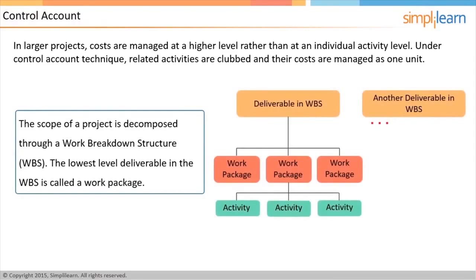While estimating the project time, WBS is created to break down the project into smaller deliverables. These deliverables are broken down into work packages, and these work packages are in turn broken into activities. Control account is defined at a level higher than the work packages. For example, if 5 work packages are part of the one control account, the cost of all activities belonging to these 5 work packages are managed as one unit. In the next screen, let us discuss the project cost management process.